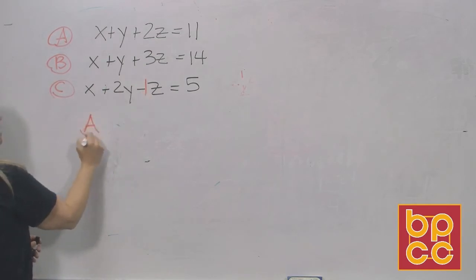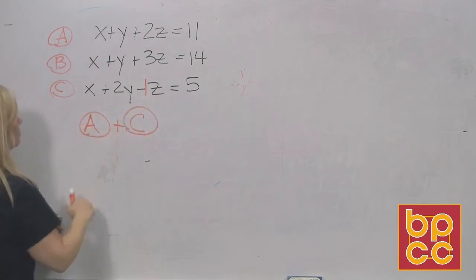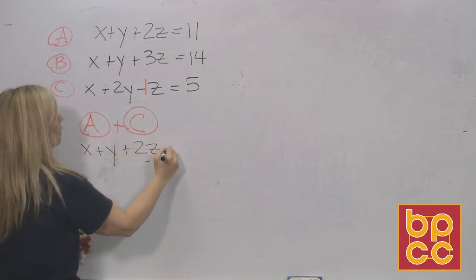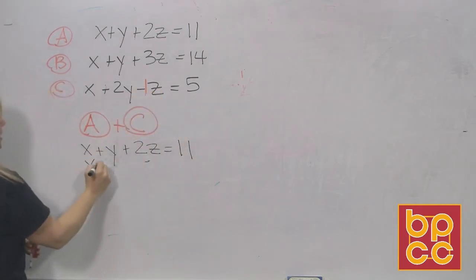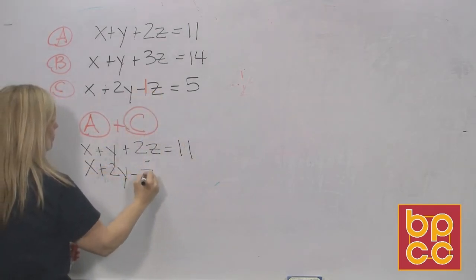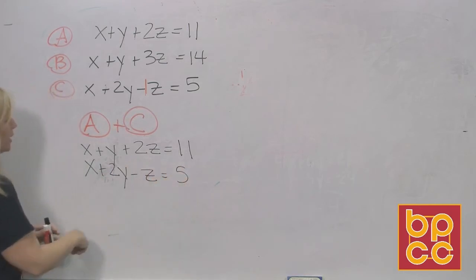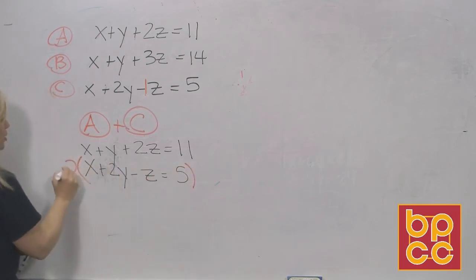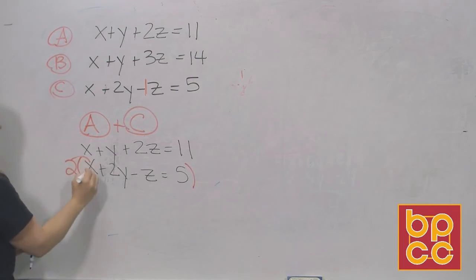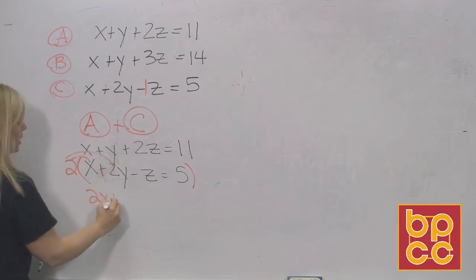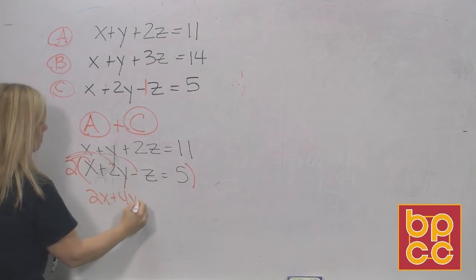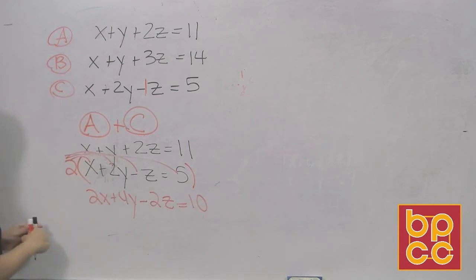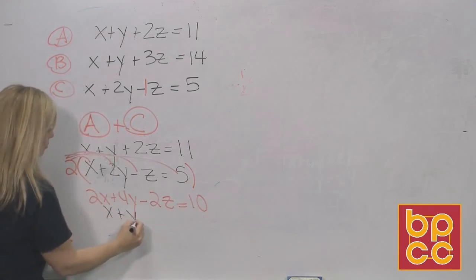The first thing I'm going to write down is I'm working with equation A and C. A I'm going to leave. Here's A. And here's equation C. I'm going to write down. You just told me to make these z's opposite, there would have to be the number 2 here. So we're going to multiply by 2. So that's going to make that equation 2x plus 4y minus 2z equals 10. The other equation, the A equation, I'm going to leave alone.